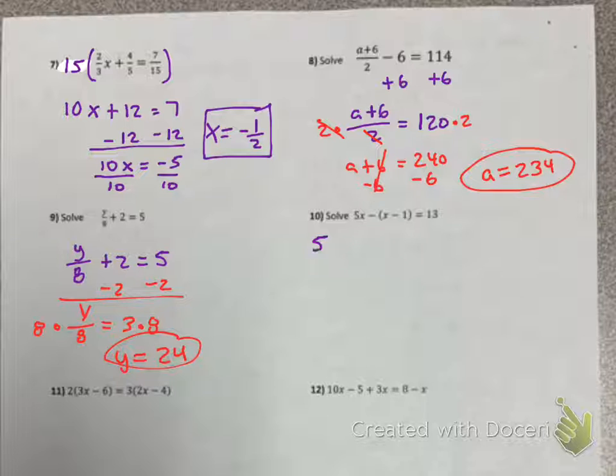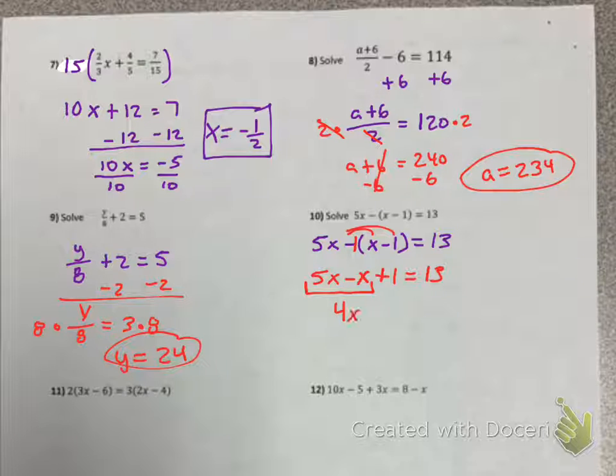Question 10, we've got 5x minus x minus 1 equals 13. The first thing we have to remember is that this minus outside is really a -1, so we're going to distribute it. So that's 5x minus x plus 1 equals 13. We're going to combine like terms here, so we've got 4x plus 1 equals 13.